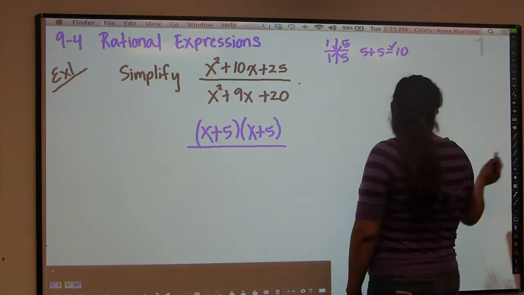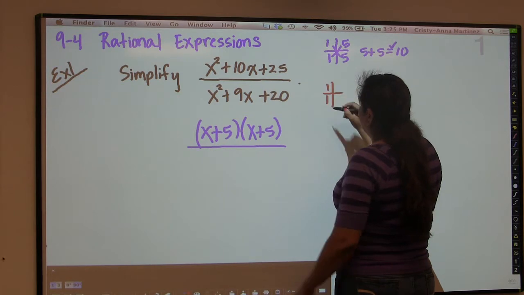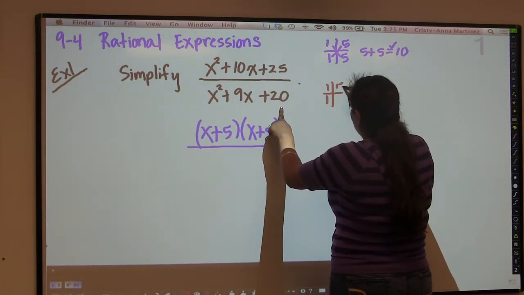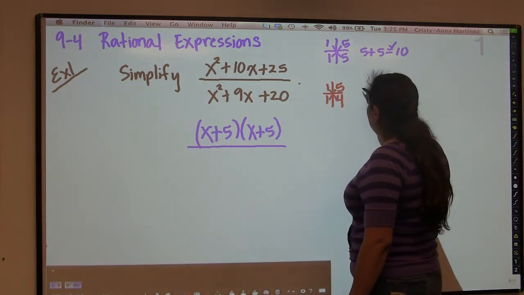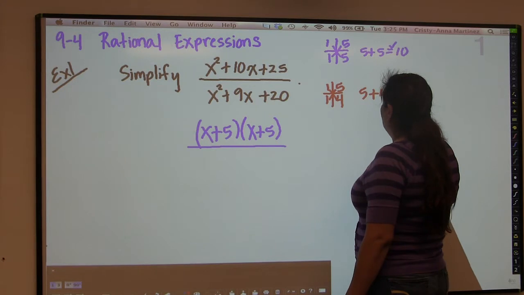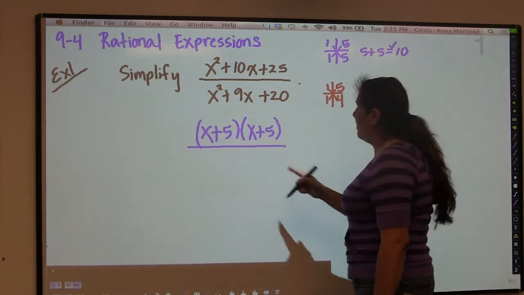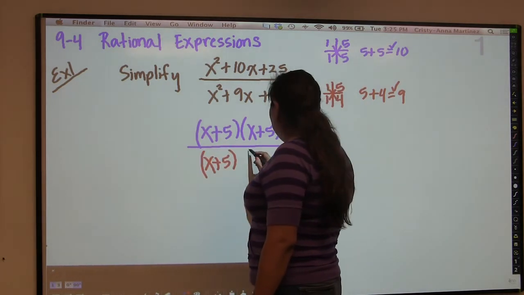Now to factor the bottom, we're going to do the same thing here. We're going to get 1 and 1. 1 times 1 will give me 1x squared. And to get 20, we're going to go 5 and 4. 5 times 4 is positive 20. And our diagonals are going to be 5 plus 4, which is 9. And so that's the middle term. So the bottom factors are going to be x plus 5 and x plus 4.